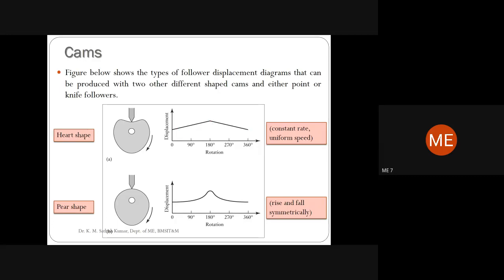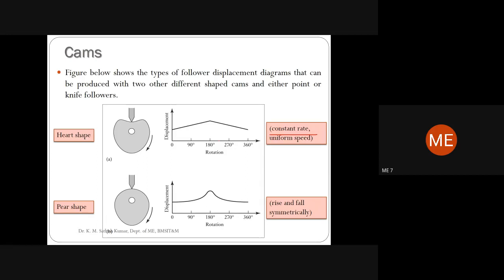Heart-shaped cam profiles are used whenever you expect a constant rate and uniform speed, so the follower is going to have uniform speed. Using the heart-shaped cam, uniform speed of the follower can be achieved, which is generally used in various types of pump motion. When you want uniform speed of the pump, you use the heart-shaped cams.